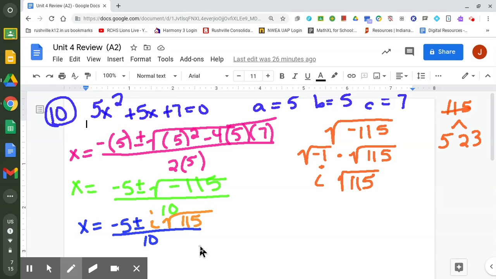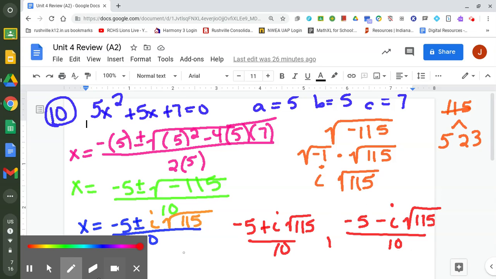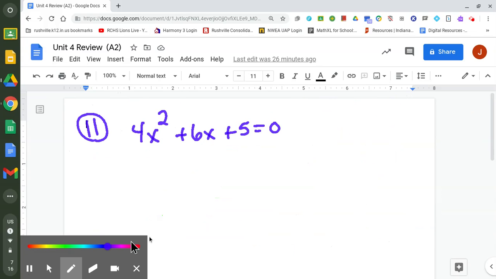And so our two answers, because we can't reduce that anymore, our two solutions are going to be negative 5 plus i square root of 115 over 10 and negative 5 minus i square root 115 over 10.